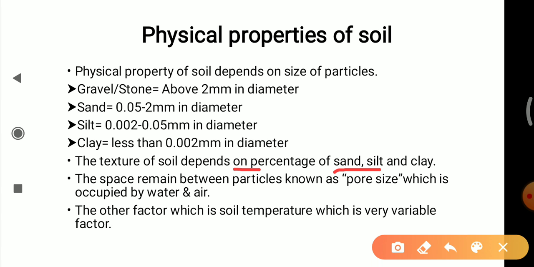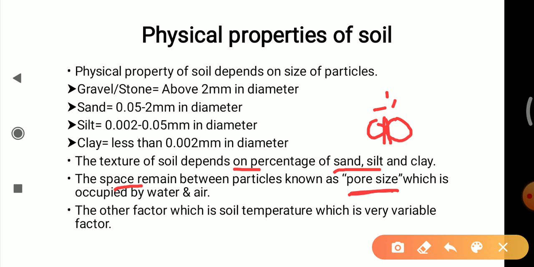Whatever space remains between the particles, suppose these are two particles, the space between these two particles is known as pore size. This space is occupied by water and air.